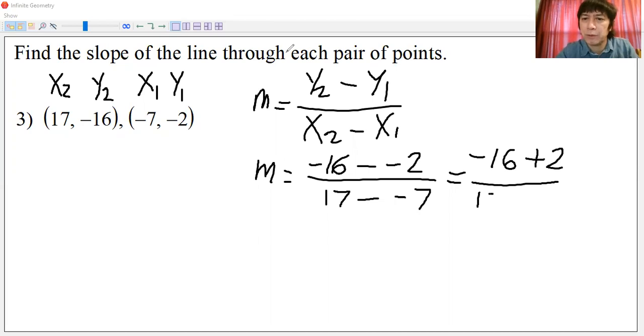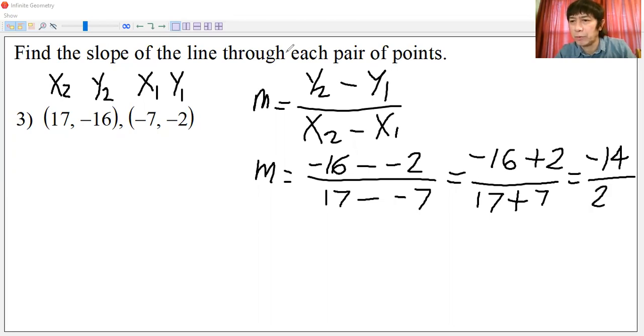And we have 17 minus negative means plus. All right, the numerator becomes negative 16 plus 2. That will have a negative 14. And then at the bottom, that will be a simple addition of 24. And this is reducible to some lowest term.